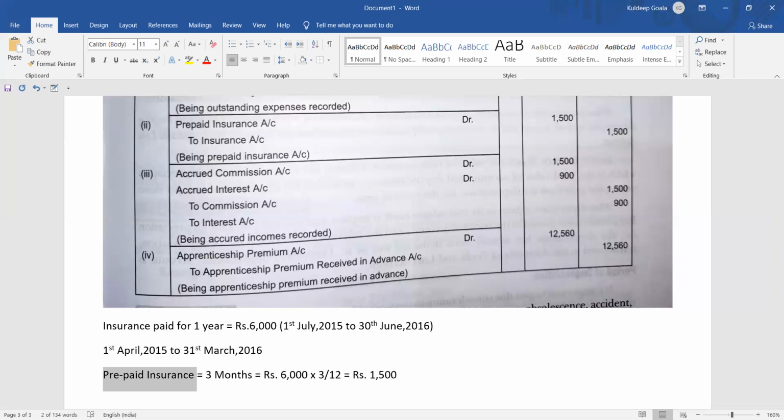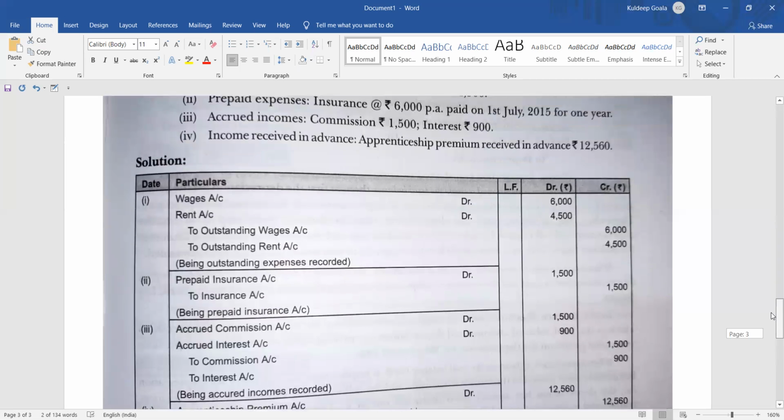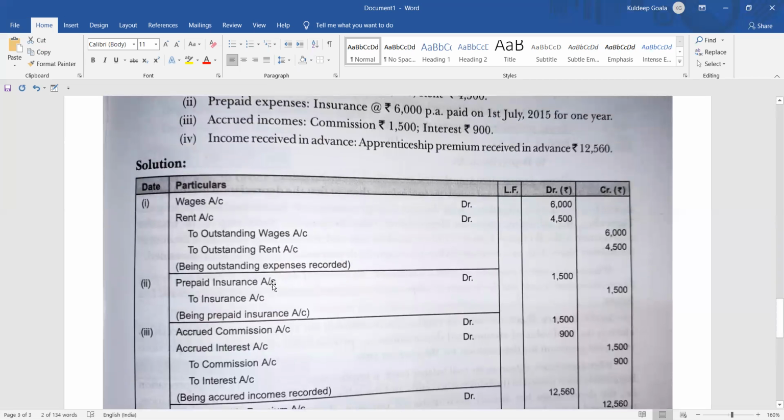So it will be debit. Clear? And what will be credit? What are we going to decrease? It is the insurance which will decrease. So prepaid insurance account debit to insurance account. So the entry will be like this: prepaid insurance account debit 1,500, and we are decreasing our insurance. Earlier all the expenses are showing debit, so here also it was earlier debit. Now we are going to decrease it. So prepaid insurance account debit 1,500, and we are decreasing the expenses by crediting it. So to insurance account 1,500, right?